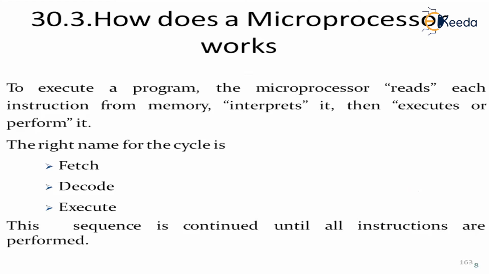Now, how does a microprocessor work? To execute a program, the microprocessor reads each instruction from the memory, understands the instruction, which we call interpreting, and then executes and performs it. Here, it performs three types of operation: fetch, decode, and execute. You fetch the instruction, you convert the instruction to machine language, and then you decode it. This sequence continues until all instructions are performed.